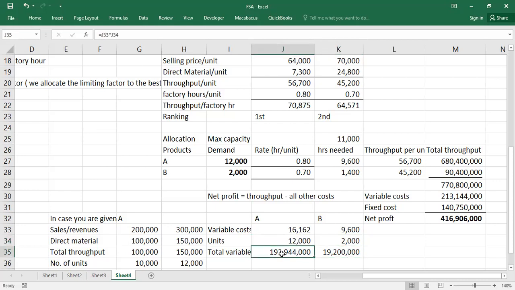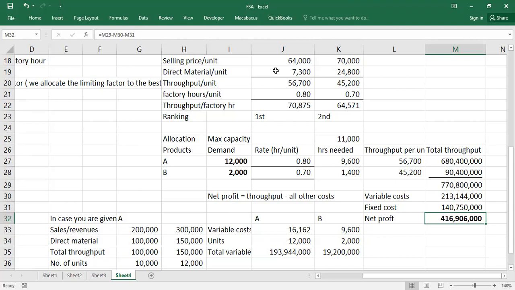So to bring them into the formula, net profit is equal to throughput minus all other costs. I'll add them for A and B, add them together, and bring the total here. Fixed costs were given. Therefore, net profit is given by total throughput minus total variable cost minus total fixed cost, and we end up with that.